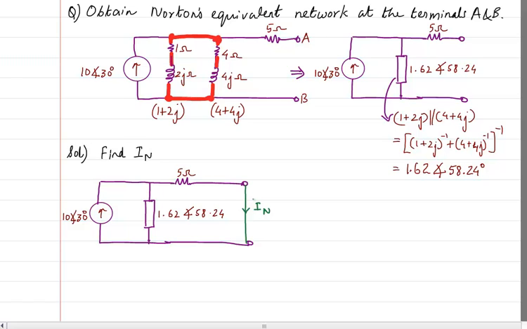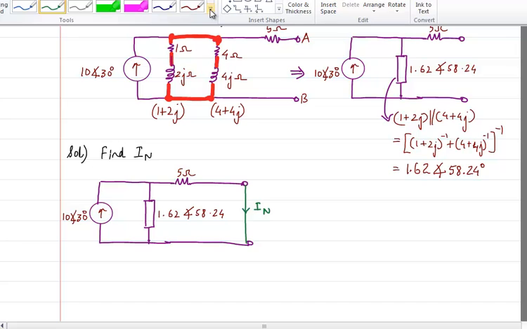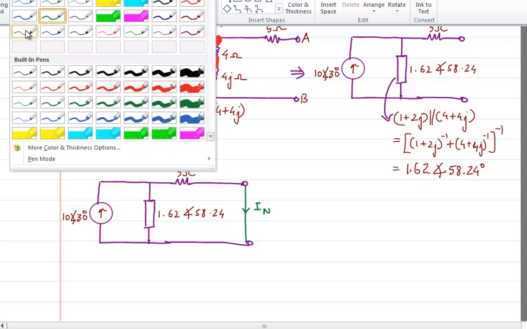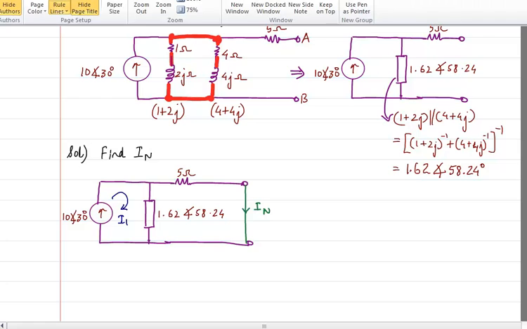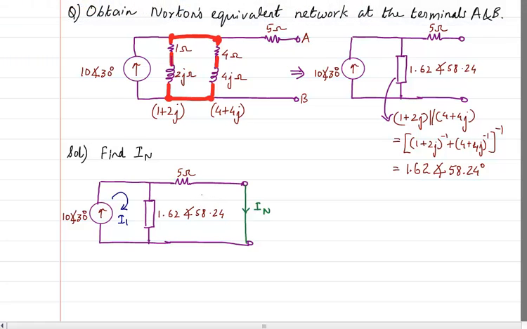But since this is a general method that I am taking for your own benefit, I will go for the standard method of using mesh analysis or nodal analysis. Mesh analysis is the simplest, and I understand most students enjoy doing it. So I will write this one as I1 current, and this is going to be IN current. It is already given, but let me write it separately. Now my duty is to find IN.